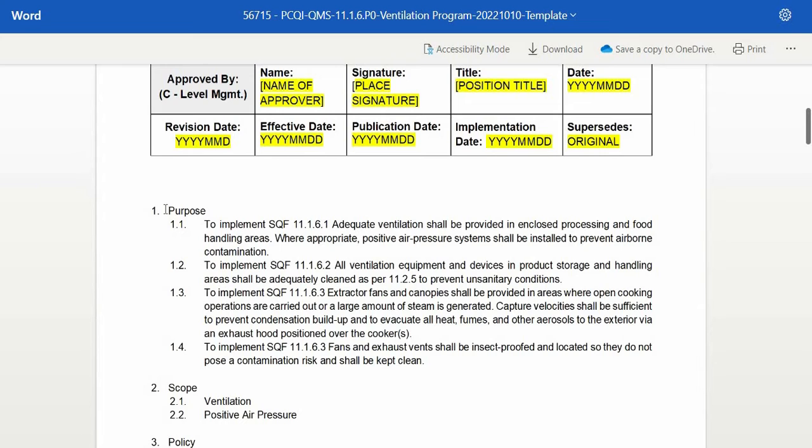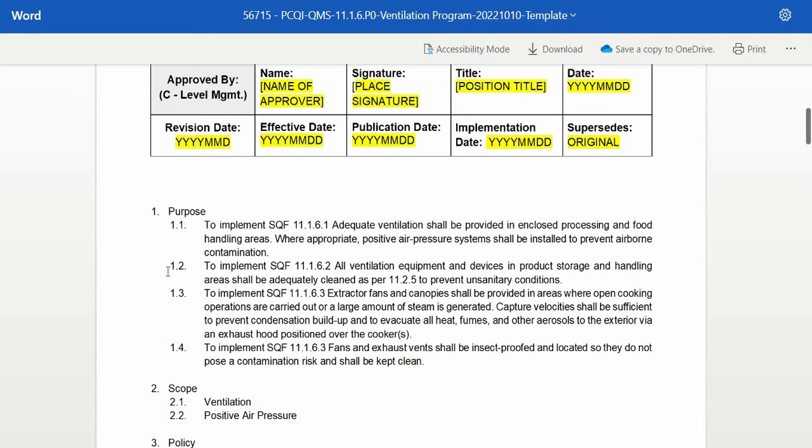First is purpose. The purpose is the implementation of any certification standard or compliance with a regulatory requirement. For this program, it is for implementation with the SQF Module 11 Edition 9 for food manufacturing under Class 11.1.6. First, to implement SQF 11.1.6.1, adequate ventilation shall be provided in enclosed processing and food handling areas. Where appropriate, positive air pressure systems shall be installed to prevent airborne contamination.